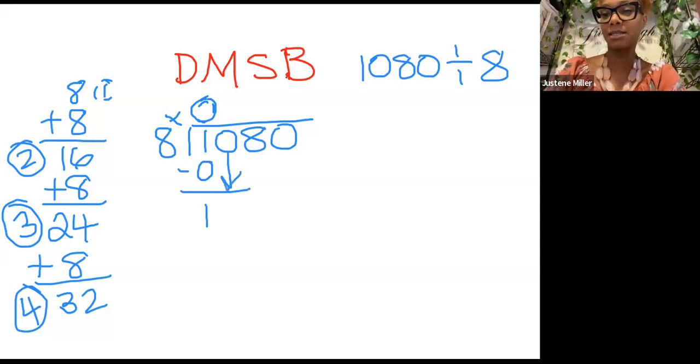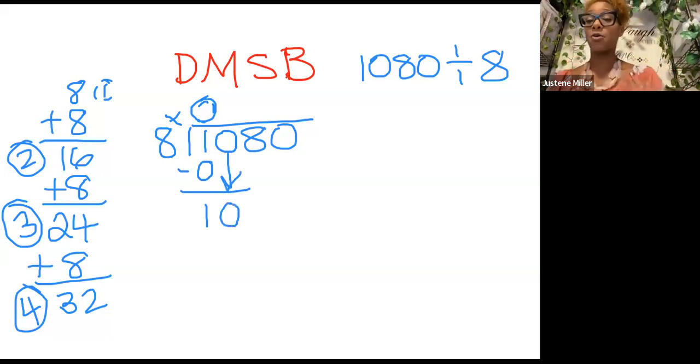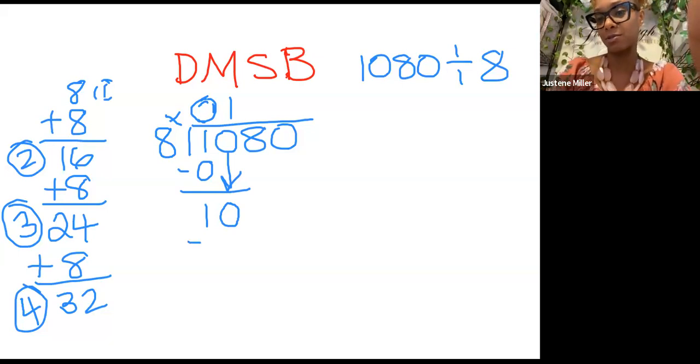Last step, bring it down. Bringing down my next digit, which is 0. Now I'm figuring out divide. How many groups of 8 are in 10? If you have 10 pieces of candy, can you give me 8? Yeah, you can give me 1 group of 8. So I'm going to put the 1 right on top of the 0. Multiply. 1 times 8 is 8, so I'm subtracting 8. Looking good. I'm left over with 2.